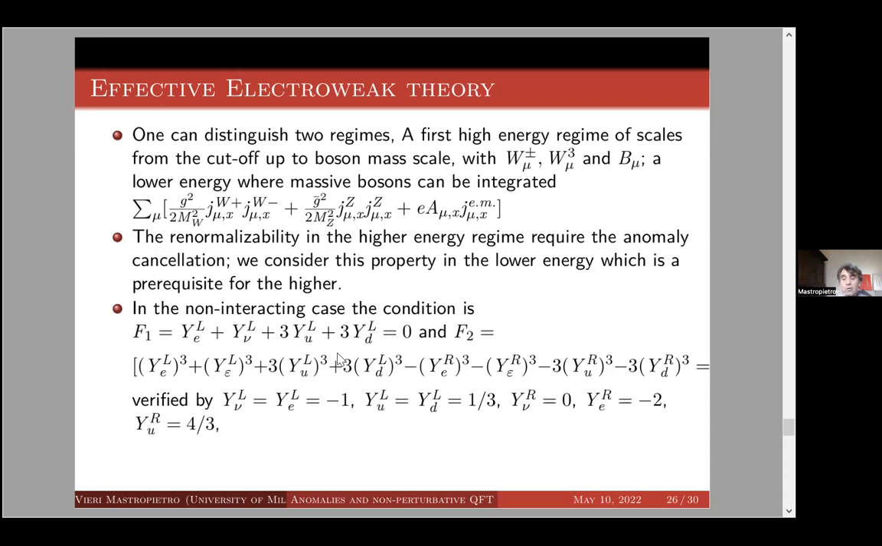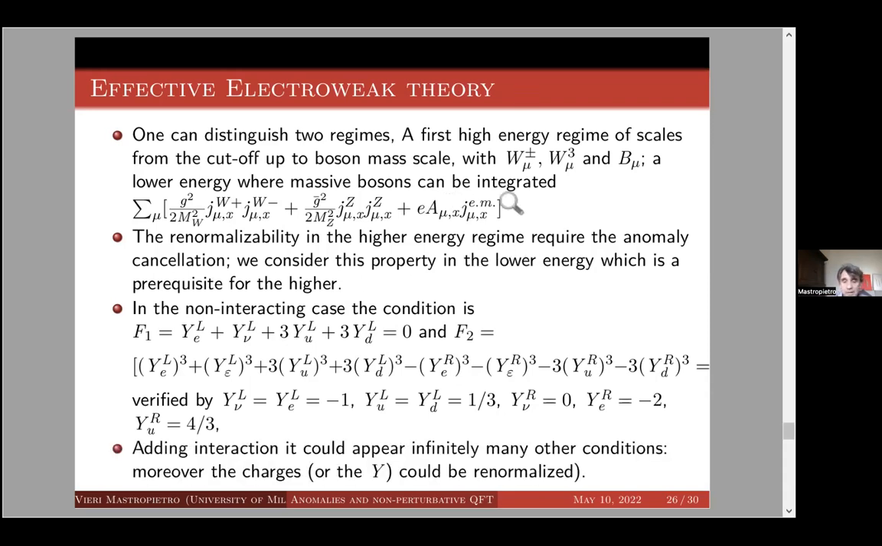There is no reason at the classical level why the charge could not be, I don't know, square root of 2. But they must verify this algebraic relation. Let me say that in effect, I can now define an effective model at low energies, again at cutoff smaller than the mass. So this is really the end.